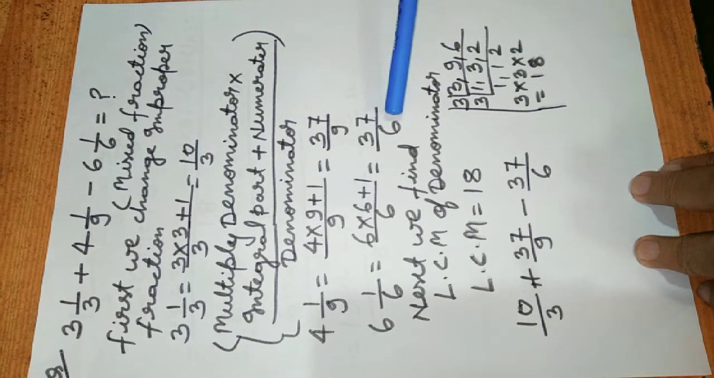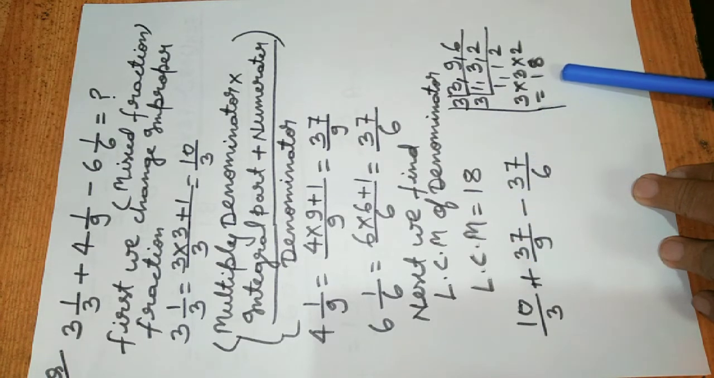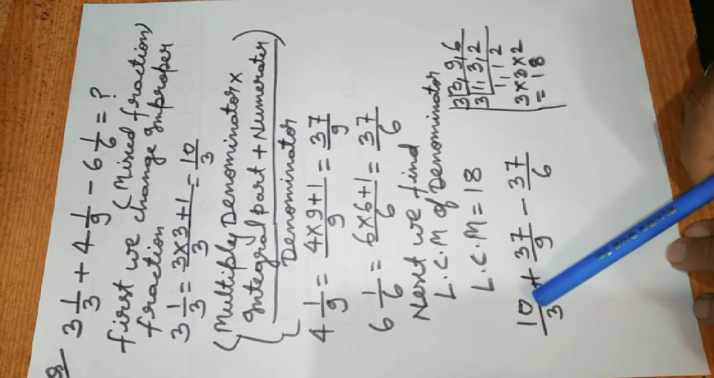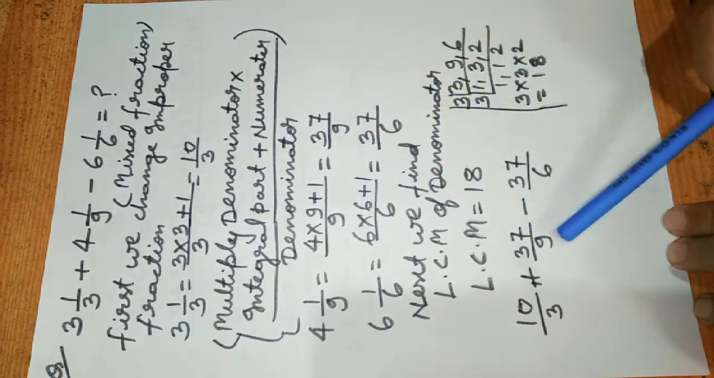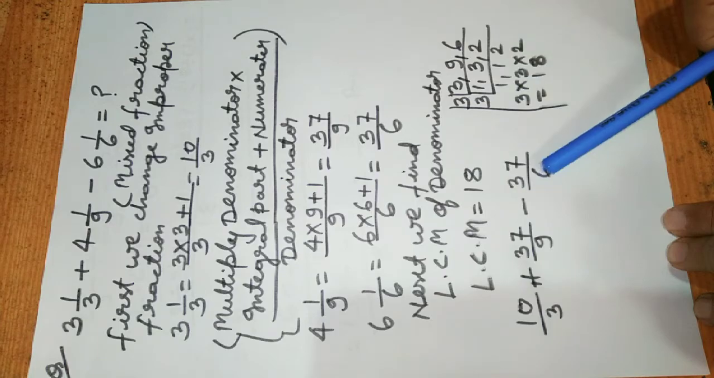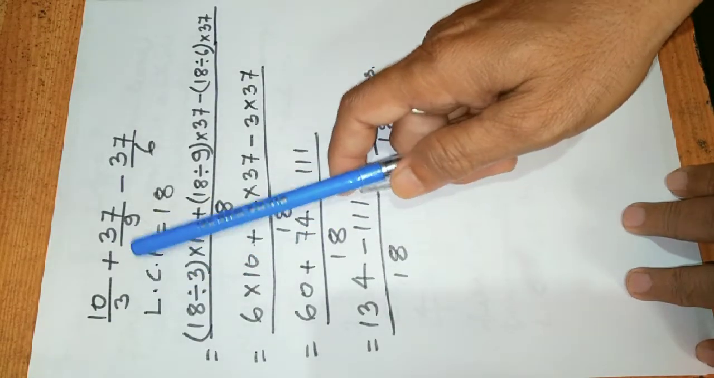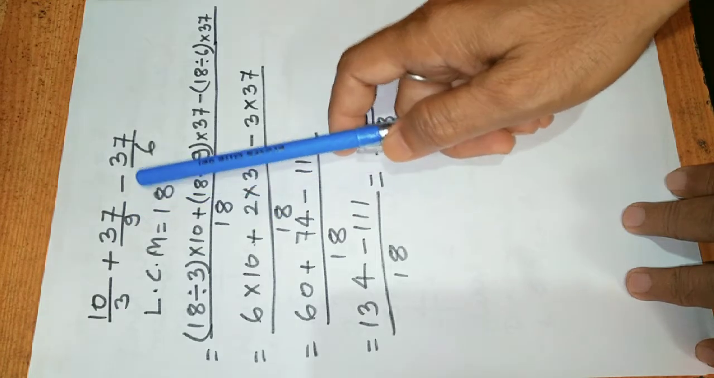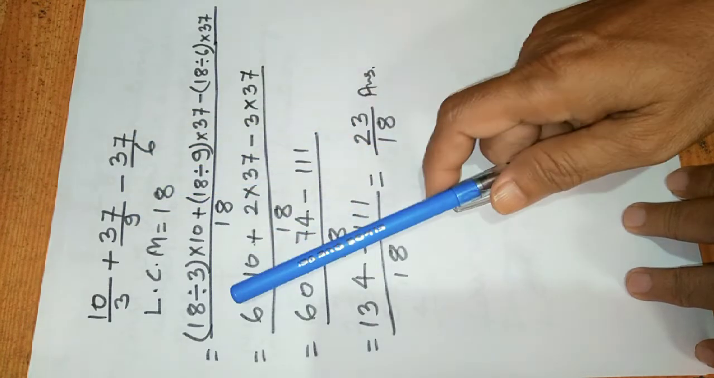The denominators are 3, 6 or 9. LCM is equal to 18. So we write 10 by 3 here and 37 by 9 and 37 by 6 here. Next, 10 by 3 plus 37 by 9 minus 37 by 6. LCM is equal to 18.